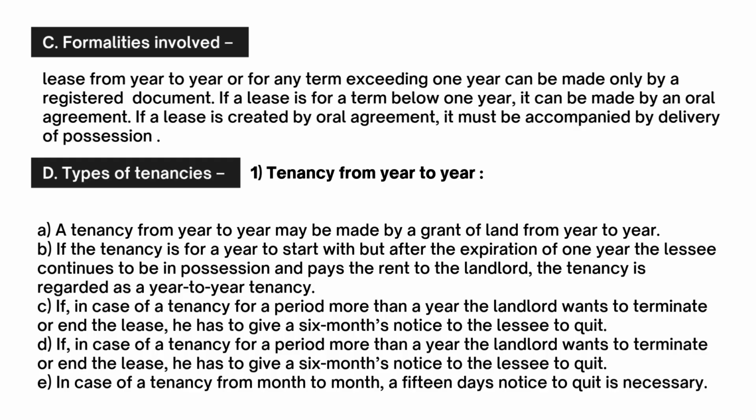D. Types of tenancy. 1. Tenancy from year to year. A. A tenancy from year to year may be made by a grant of land from year to year. B. If the tenancy is for a year to start with, but after the expiration of 1 year, the lessee continues to be in possession and pays the rent to the landlord, the tenancy is regarded as a year-to-year tenancy.